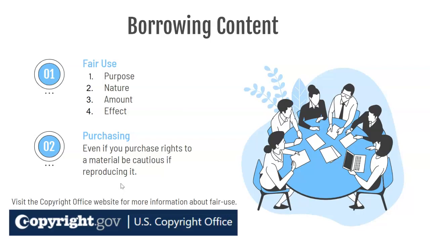Number 4 is the effect. So the effect it would have on the market for the author. If it's going to hurt the author's ability or the creator's ability to make money in the future, then it's not protected by fair use. So if you had a book and you copied every page and distributed it to your students, obviously that would hurt the market for the creator, so that would probably not be protected by fair use.